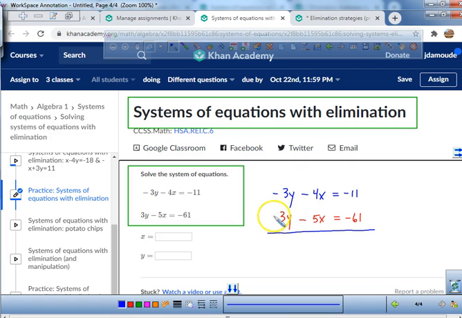So check this out. What would I want to do to eliminate these y values? Just simply add things together. So right now, all of that zeros out. If I have negative 4x and I'm adding a negative 5x, that's going to give me a total of negative 9x. And negative 11 added to negative 61 gives me a negative 72. And then when we divide both sides by negative 9, x equals 8. Boom. x equals 8.